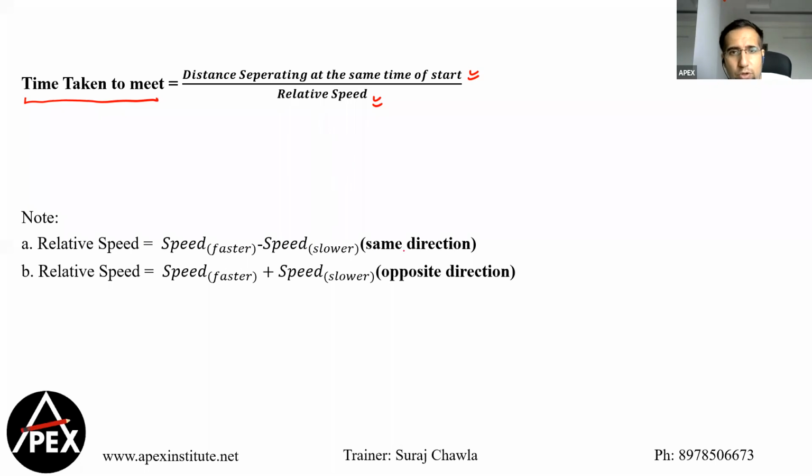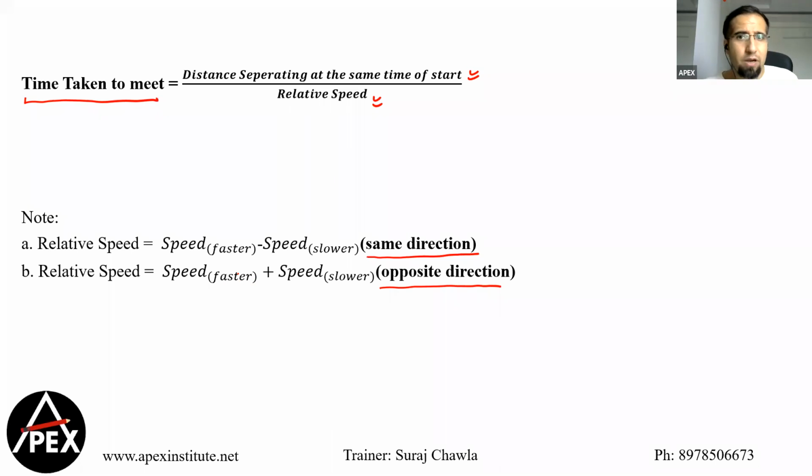As I told you, two people can move in the same direction or two people might move in the opposite direction. When two bodies are moving in opposite direction, the relative speed is higher, which is speed of faster plus speed of slower. When two people are moving in the same direction, the relative speed becomes lower, that is speed of faster minus the speed of slower. Clear? So this is what we apply here.